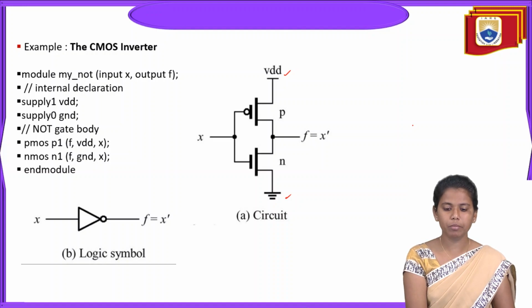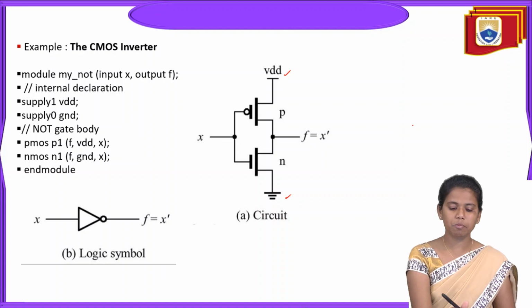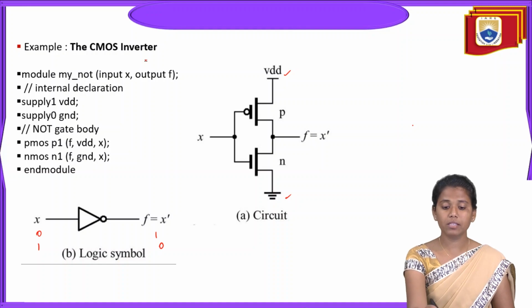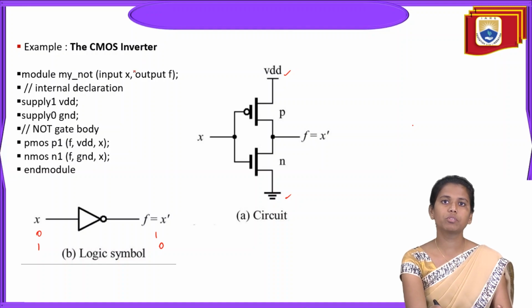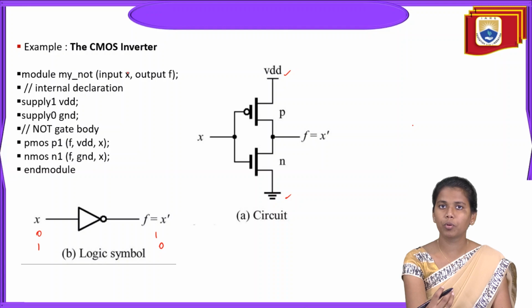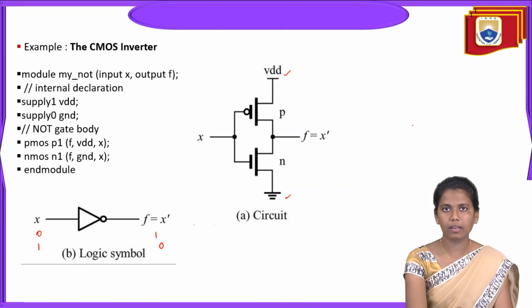Okay, this is the logic symbol of a CMOS inverter. If the input is X, the output is X bar. That is, if it is 0, it is 1, and if it is 1, it is 0. So this is a basic CMOS inverter, and in switch level modeling, this is how the program can be written. This is what we are observing now.